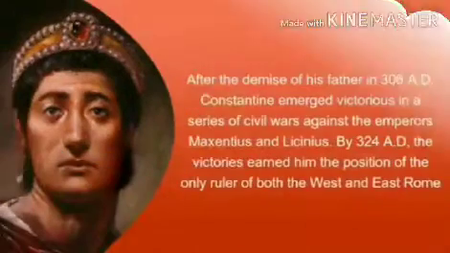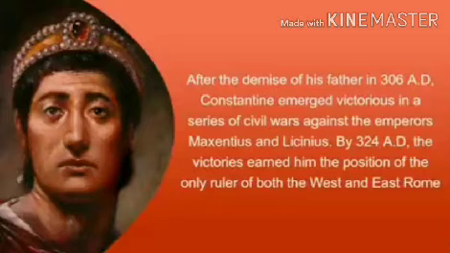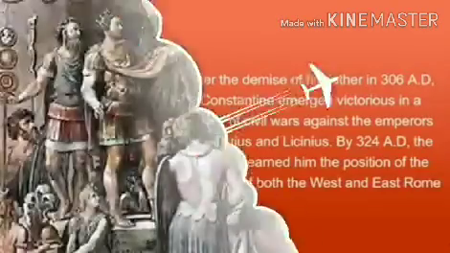After the demise of his father in 306 AD, Constantine emerged victorious in a series of civil wars against the emperors Maxentius and Licinius. By 324 AD, the victories earned him the position of the only ruler of both the West and East Rome.